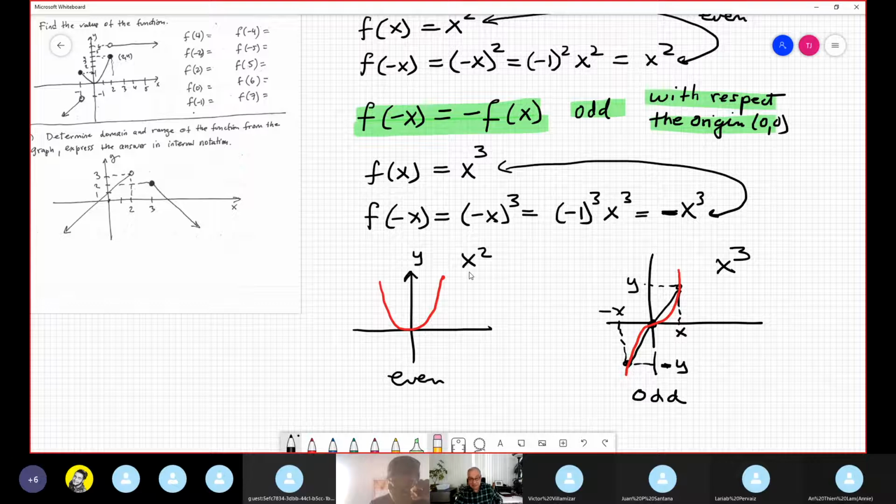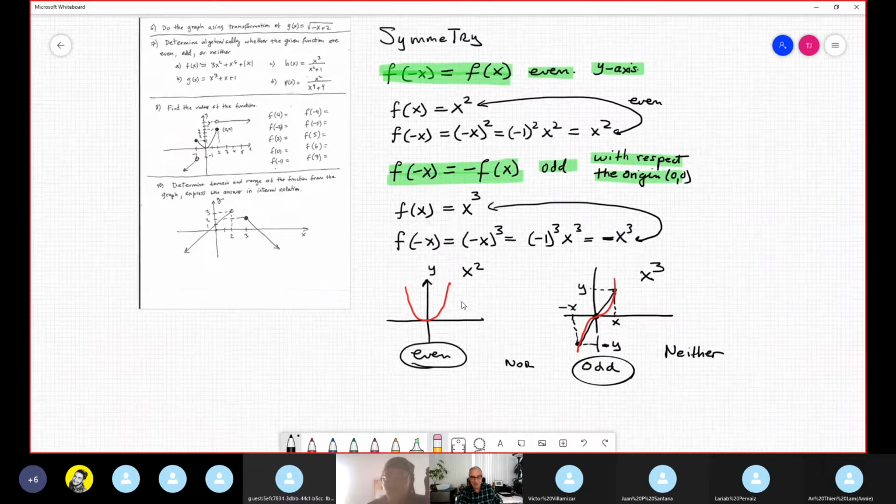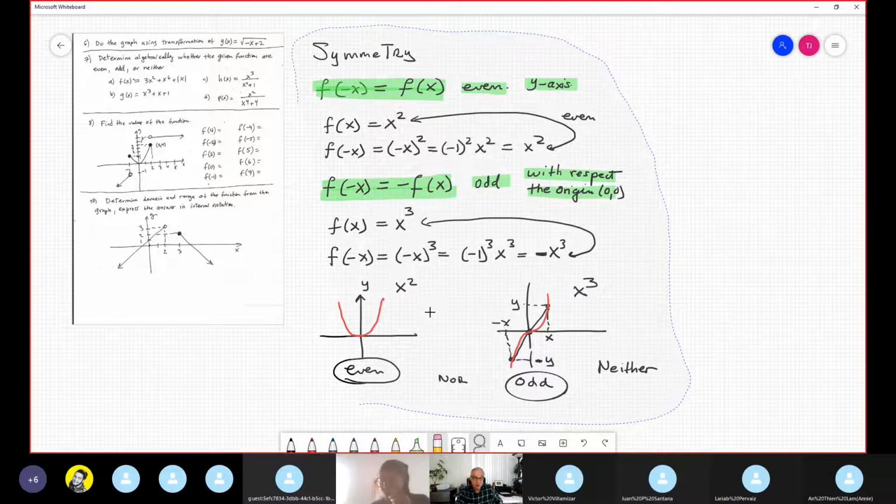Another possibility is that the function is not even nor odd. In this case, it's called neither. So basically, even and odd are special functions because they have symmetry. Different symmetry, but it's symmetry. If we have no symmetry, that's neither. That's it. So how do you prove this algebraically? The key idea is replace x for negative x, and see what happens in the specific case.